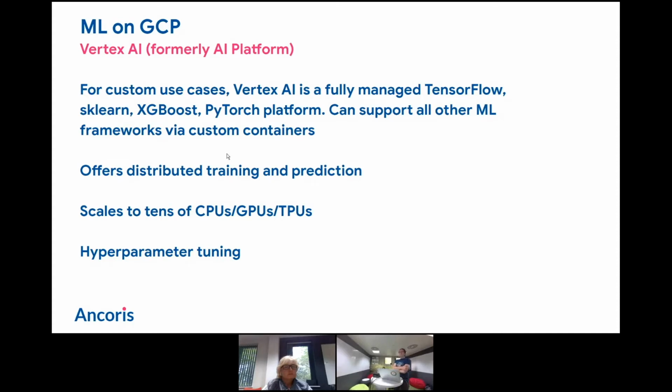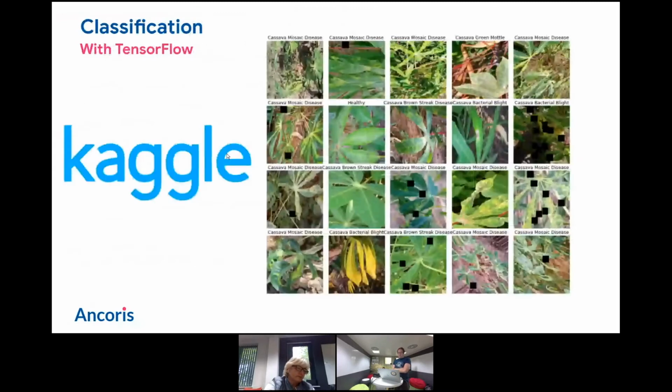Now, if you do use it, Vertex AI, which is formerly AI Platform on GCP, enables you to have a fully managed platform, whether it's TensorFlow, Sklearn or PyTorch. You can scale it to lots of different CPUs, GPUs or TPUs, depending on what your budget is, and do lots of cool things like hyperparameter tuning. So as a team, I'd advocate this if you're interested.